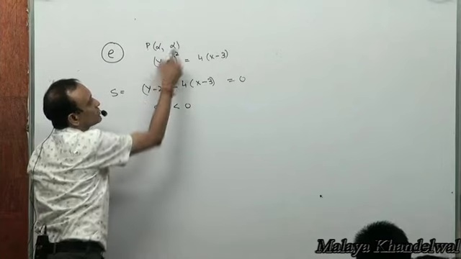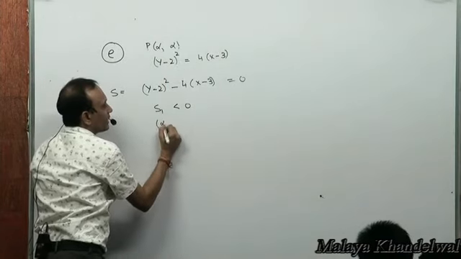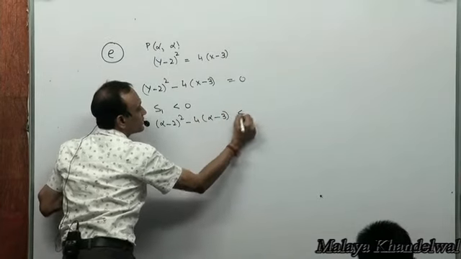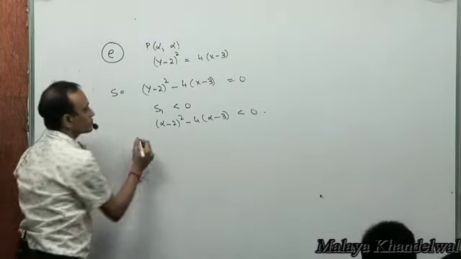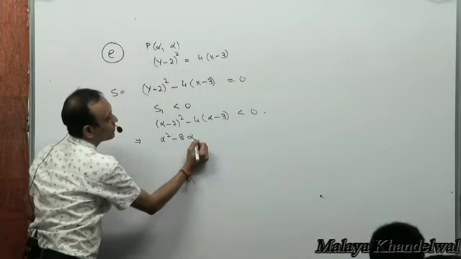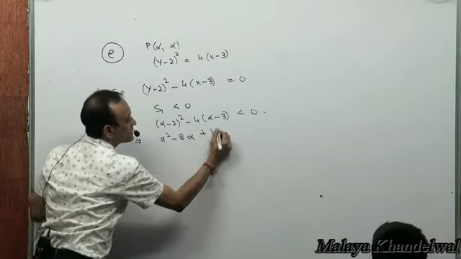So we have y equal to alpha, x equal to alpha: (alpha minus 2) whole squared minus 4 into (alpha minus 3) less than 0, or alpha squared minus 4 alpha plus 4 minus 4 alpha plus 12 less than 0, that is alpha squared minus 8 alpha plus 16 less than 0.